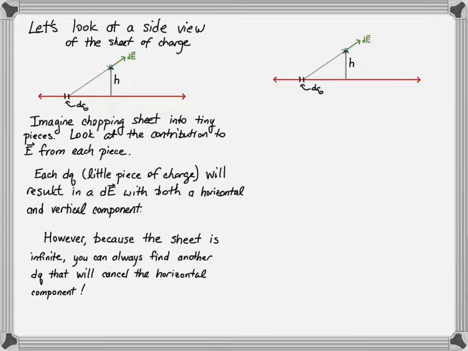So there's our first dq. And there, I've found a second one, and as long as those two distances are the same, as long as x2 is the same as x1, then because the h is the same, they'll be the same triangle, and the dEs will be exactly the same. So the second one will be exactly the same as the first. And if those two vectors are exactly the same, then the x components will cancel out, because one of them will be in the plus x direction and one in the minus x direction, and those will completely cancel each other out.